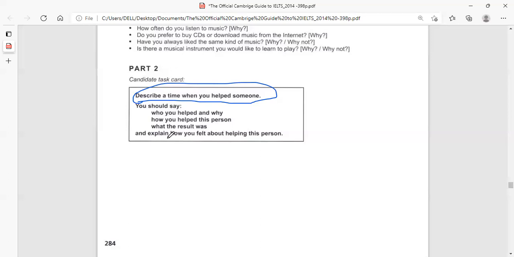But remember, it should not be something which is next to impossible. So if you are asked to describe a time when you helped someone, and nothing is coming to your mind, you're completely blank, you can make up a story, you can frame a story. But remember, the story has to be believable, something which can be practical, which could be pragmatic.